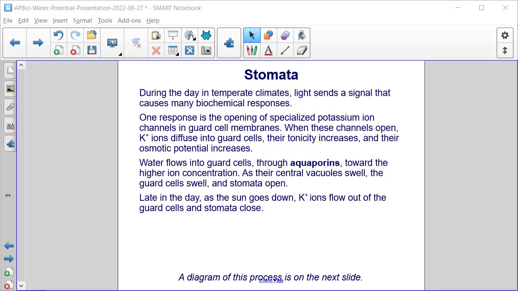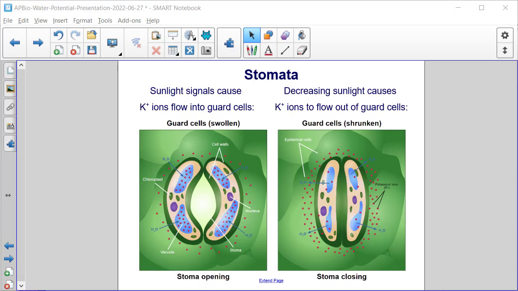Let's look at a diagram of this process on the next slide. So on the left, we see an image of the stoma opening. Sunlight signals cause potassium ions to flow into guard cells, and the guard cells are then swollen. When that happens, the stoma opens. On the right, decreasing sunlight causes the potassium ions to flow out of the guard cells. You can see them all outside now. So then the water will move out of the guard cells and they will shrink. And in doing so, the stoma will close.